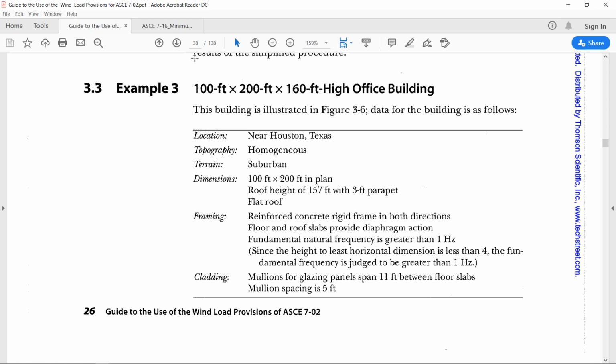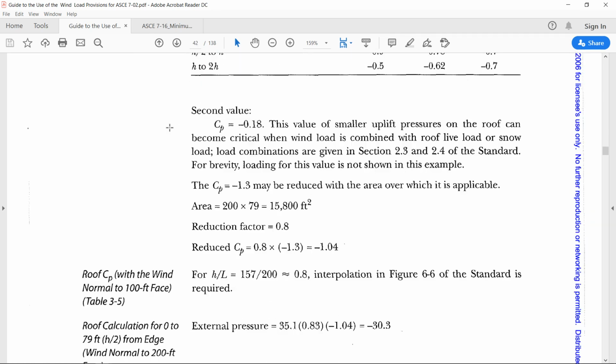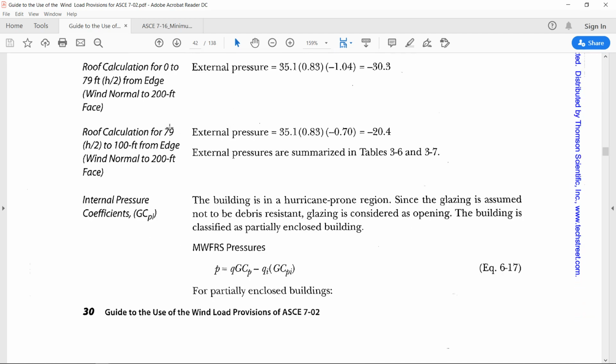Now if we go to that portion which is here, the internal pressure coefficient for component and cladding, it is said that this building is in a hurricane prone region. So the location is in a hurricane prone region, and the glazing is assumed not to be debris resistant. So this is very important, that it cannot resist the debris which will be generated in case of hurricane.